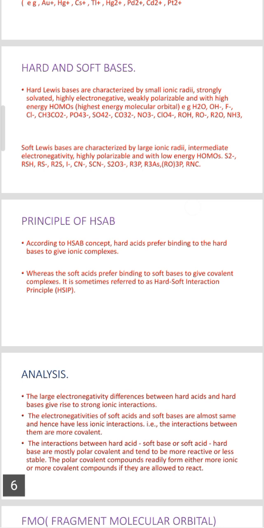Now let's look at the soft Lewis bases. They are characterized by large ionic radii, intermediate electronegativity, highly polarizable, and low energy HOMO. Examples of these are cyanide ion, thiocyanate ion, iodide ion. So all these are examples of soft Lewis bases.